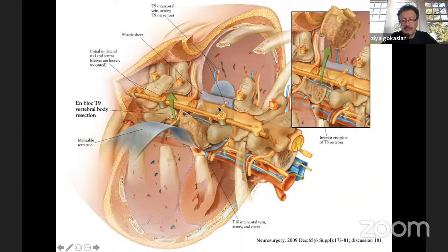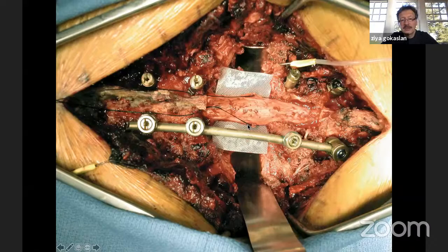Here's in the OR. This is the dorsal view. You can see we cut the nerve roots on both sides. Again, we can really sacrifice them with impunity. The pedicle screws above and below. I do have a temporary rod on one side. And you can see the malleable retractor that is situated ventrally.